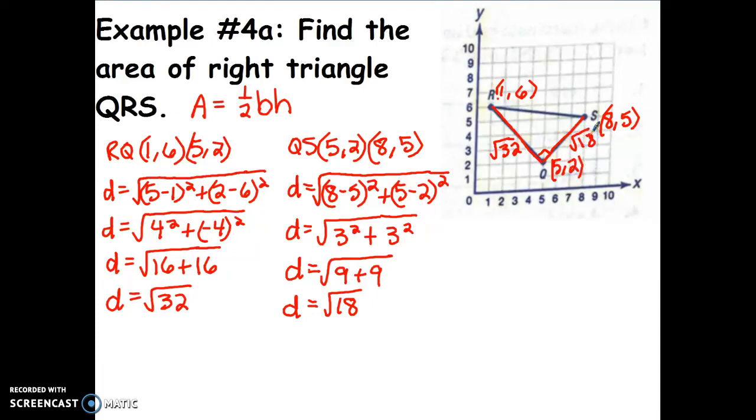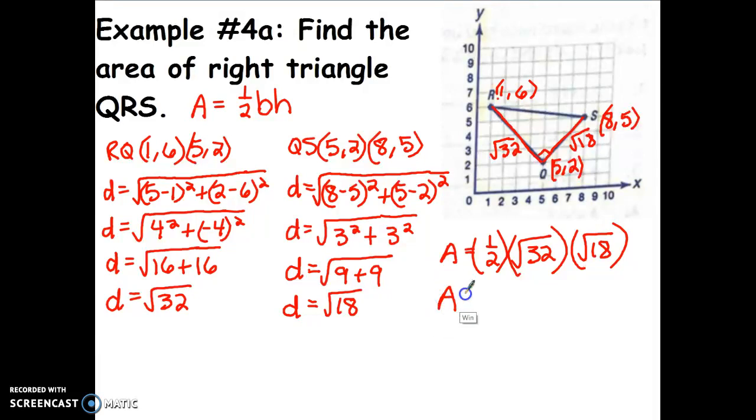Now we just have to calculate the area. So we're just going to plug those values into our formula. So we got 1/2 times the square root of 32 times the square root of 18. And I like to use parentheses when putting it in my calculator just to make sure that I'm putting everything in correctly. So once we put it in our calculator just like this, we're left with 12. The area is 12.